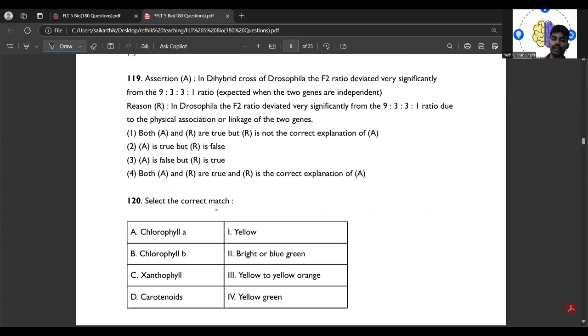So next, the 119 question, where assertion and reason are given. In the assertion, in a dihybrid cross of Drosophila, the F2 ratio deviates very significantly from the 9 is to 3 is to 3 is to 1 ratio, right? The reason they are saying is that in Drosophila, the F2 ratio deviated very significantly from the 9 is to 3 is to 3 is to 1 ratio due to the physical association or linkage of the two genes. So what would be your answer? Option 4, that is both A and R are true, but R is the correct explanation of A.